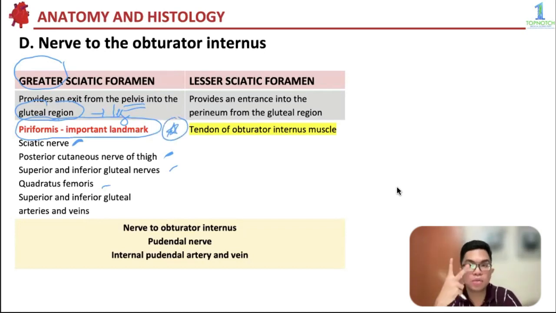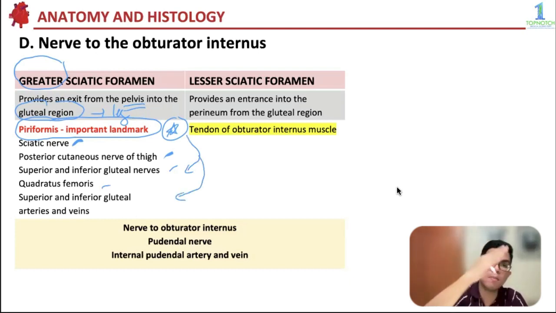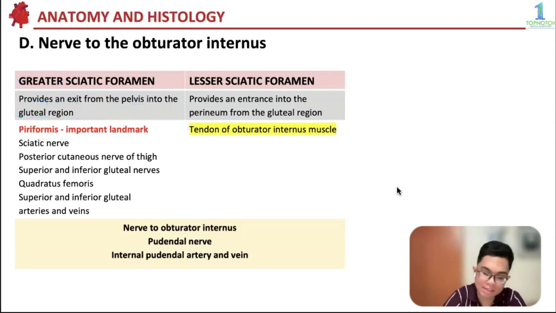And the piriformis is an important landmark in the gluteal region. Bakit? Because there are only 2 structures that are superior to the piriformis. That's the superior gluteal nerve and the superior gluteal arteries and veins. The rest are all below the piriformis. Next is the lesser sciatic foramen. So it's an entrance into the perineum from the gluteal region.